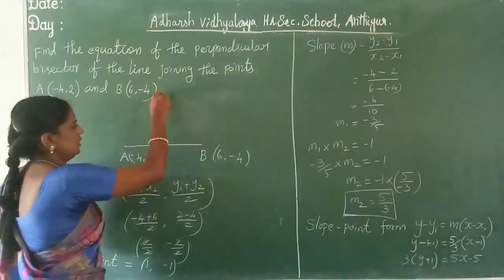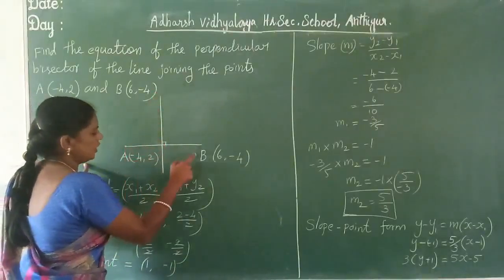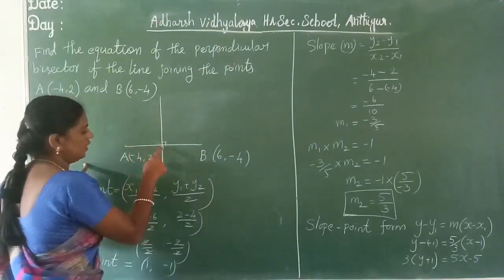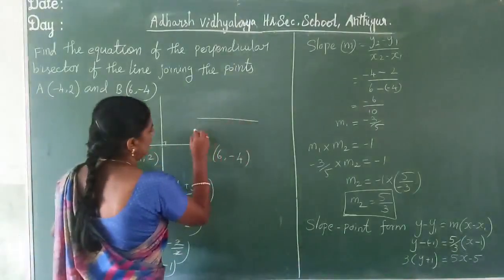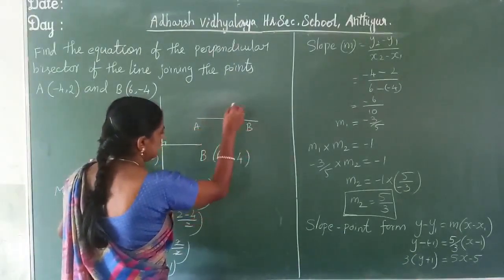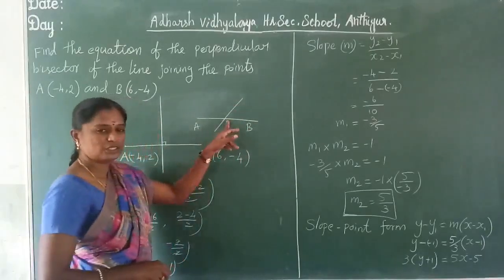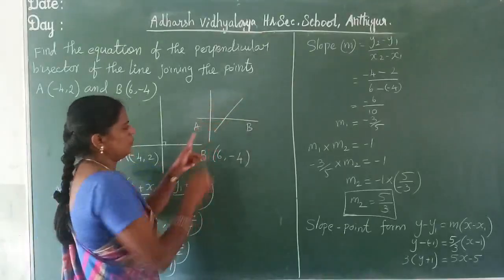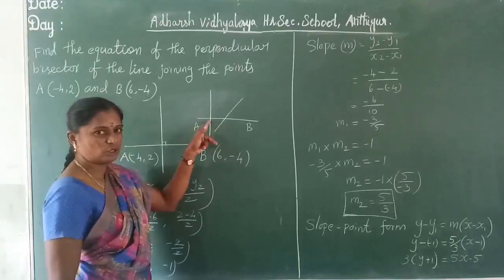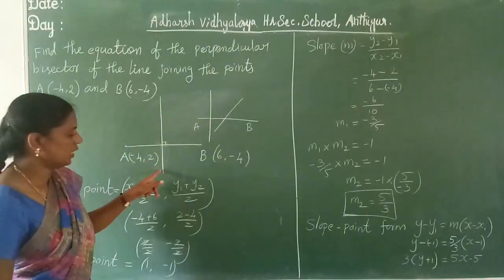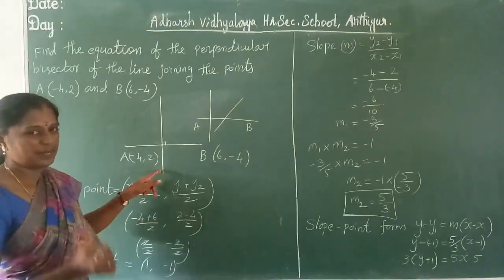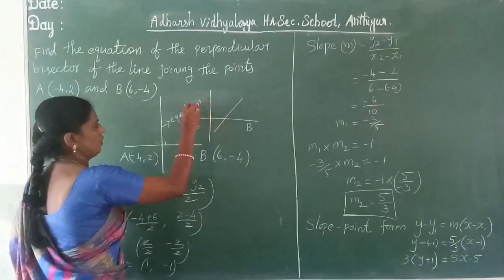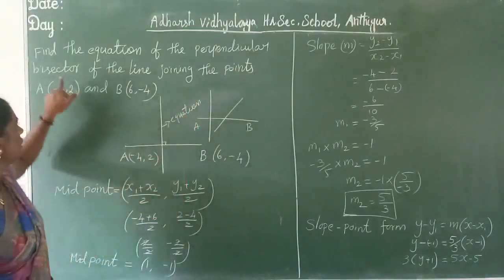Perpendicular means 90 degrees: this line makes 90 degrees with AB. Bisector means it meets at the midpoint. A line through the center of AB may be a bisector, but is it perpendicular? No. A perpendicular line may be drawn, but is it a bisector? No. So we want to draw one line that is a perpendicular bisector, and we want to find this line's equation. How do we find it? What is the condition given?